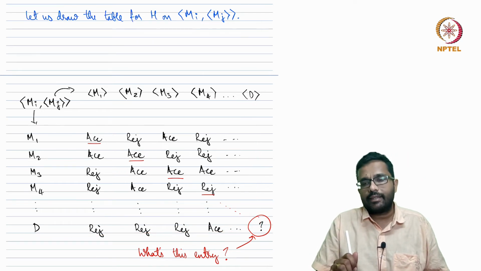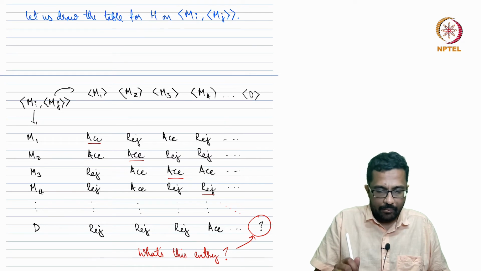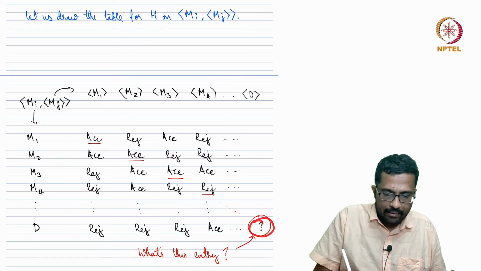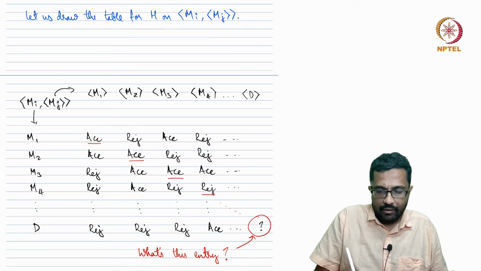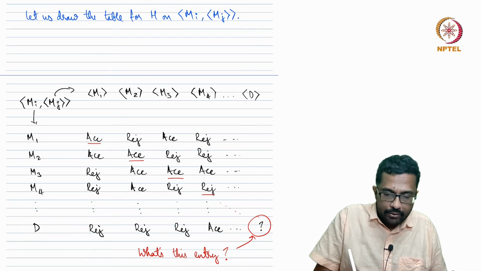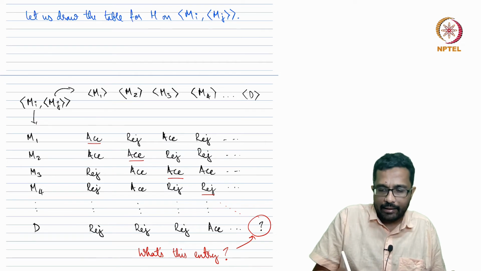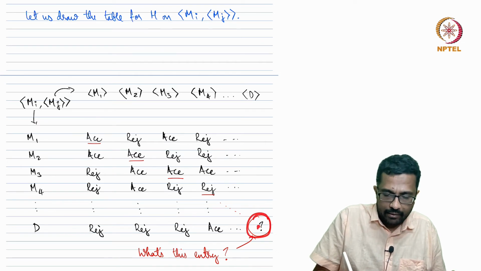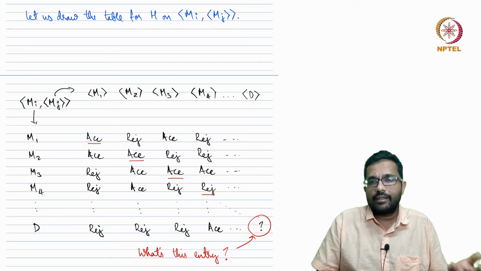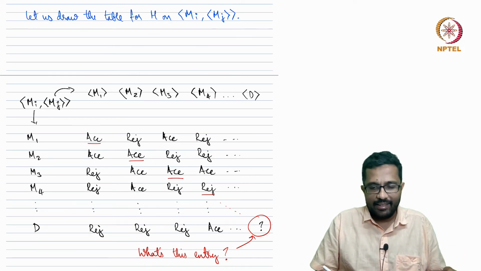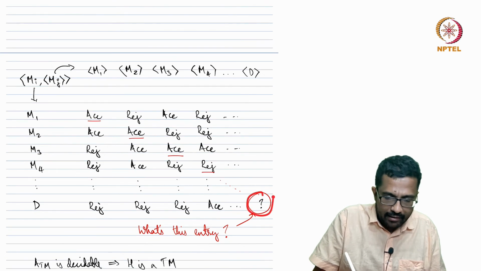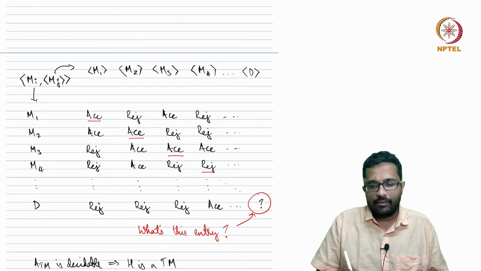This is the interesting thing, right? Because suppose this cell where dth row and dth column meet was to be accept, but then D is supposed to flip the diagonal entry. So the diagonal entry says accept, then D is supposed to flip it, so it should be reject. But then if it says reject, then D is supposed to flip it again, it should be accept. So there is nothing that we can fill here in a consistent manner, right?